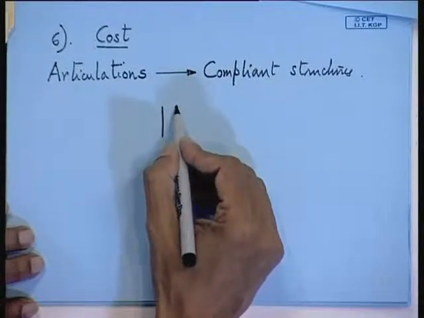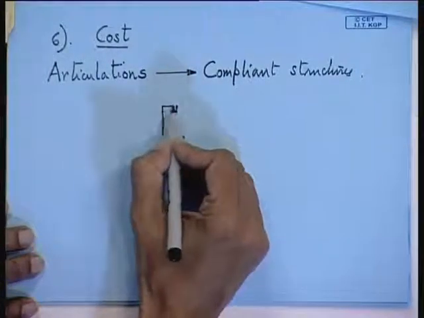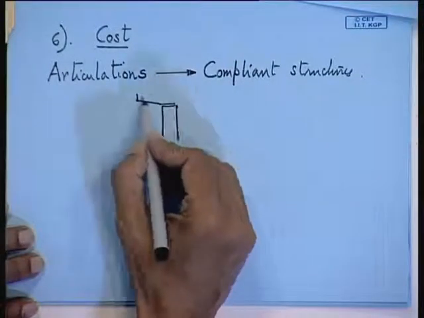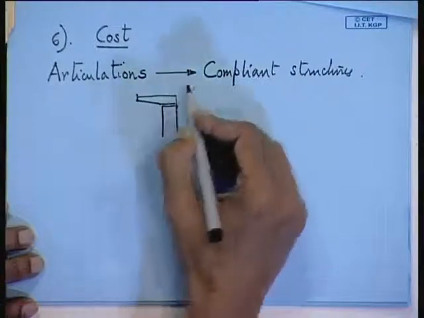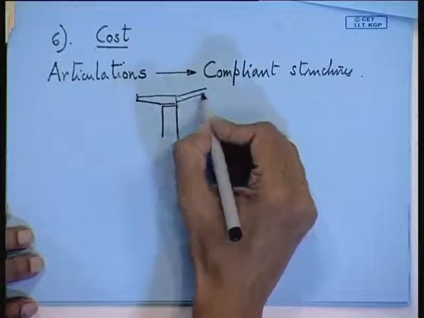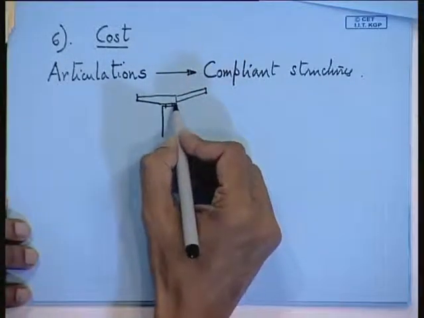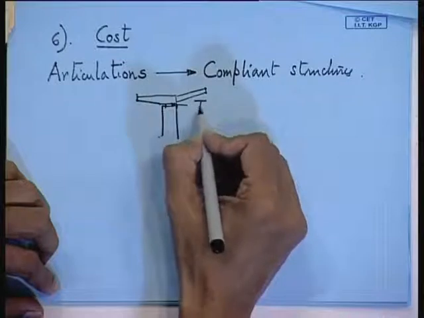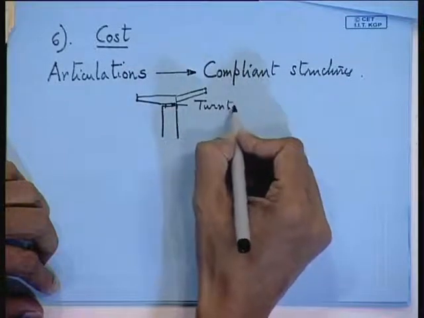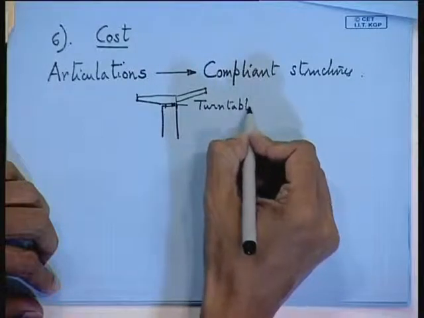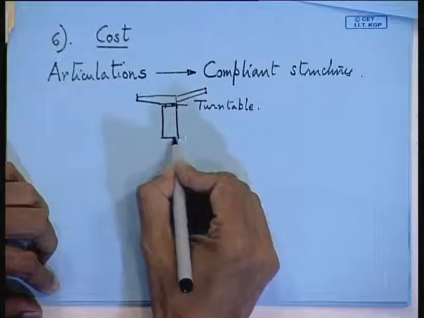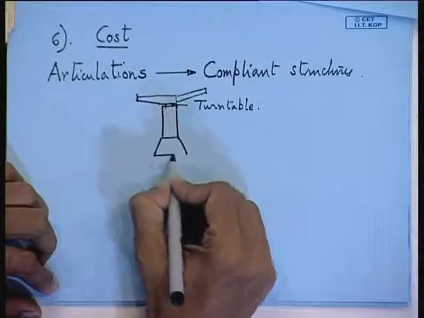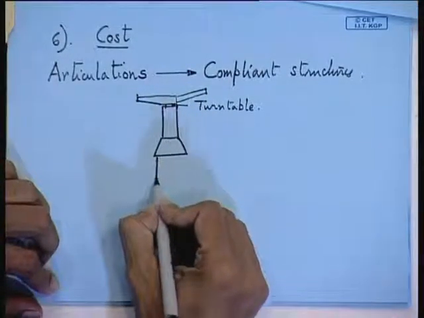So, here you have a deck, you may have a crane. Normally in the deck of these buoys, you will find a turntable. It has not been shown, but the whole thing actually rotates. And out here, you may have the water line. So, this is a cylindrical buoy.